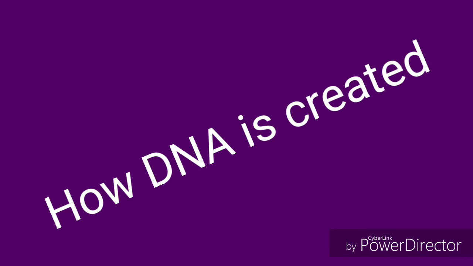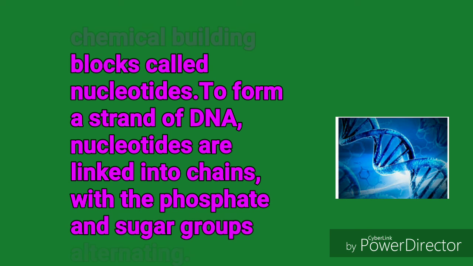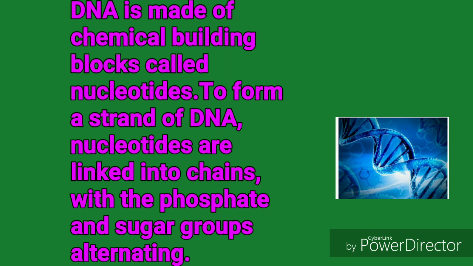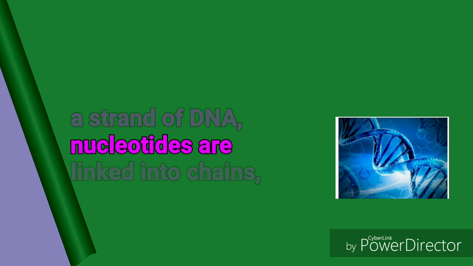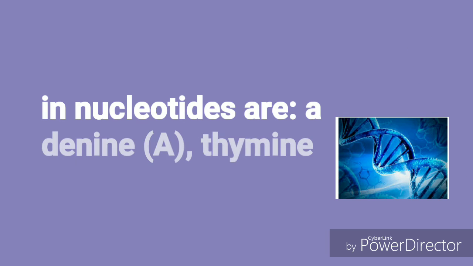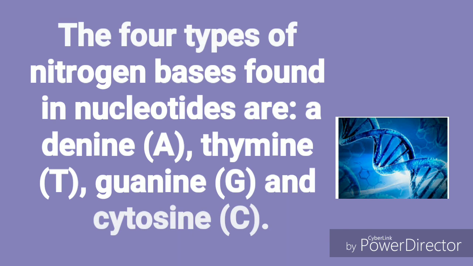How is DNA created? DNA is made of chemical building blocks called nucleotides. To form a strand of DNA, nucleotides are linked into a chain with the phosphate and sugar groups alternating. The four types of nitrogen bases found in nucleotides are adenine A, thymine T, guanine G, and cytosine C.